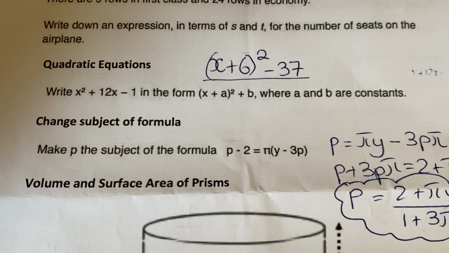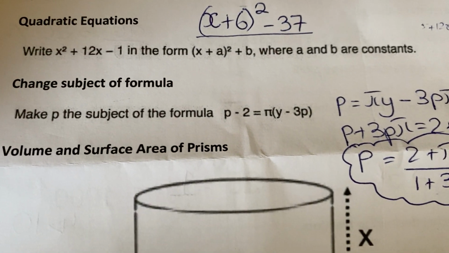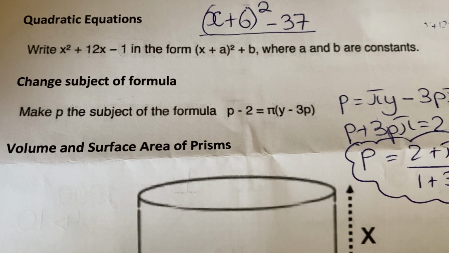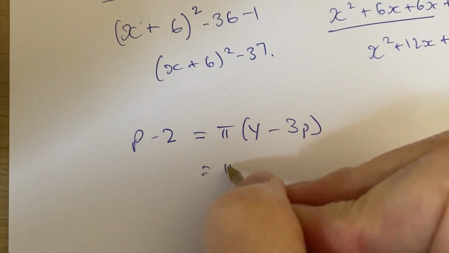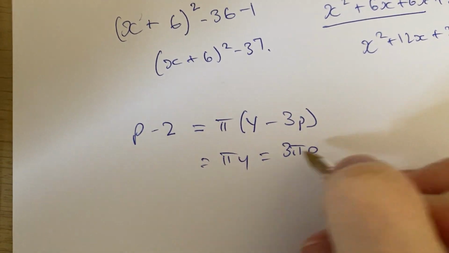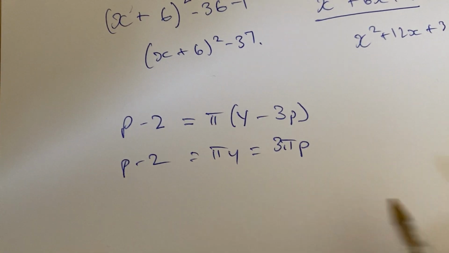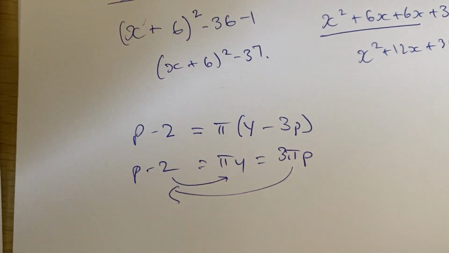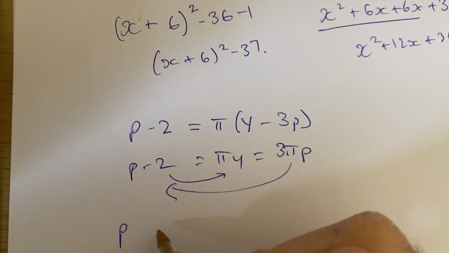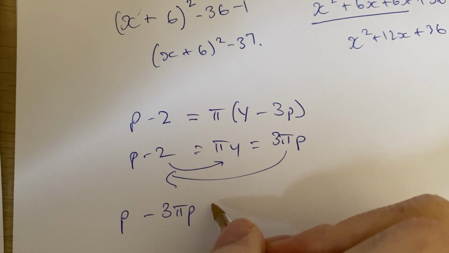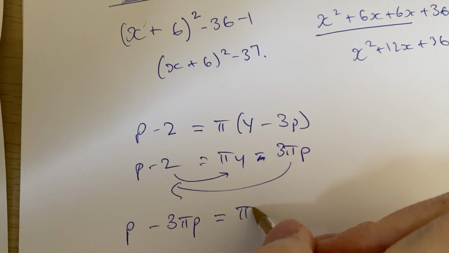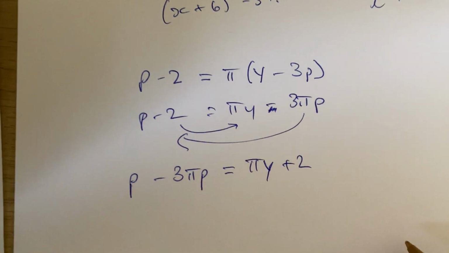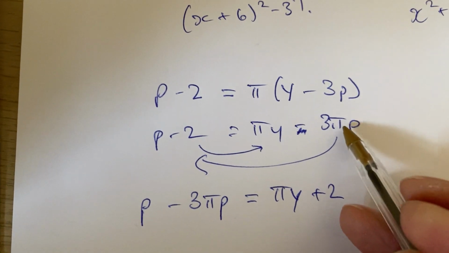Now we get this one, change the subject of the equation. You've got p minus 2 equals, now notice you've got a p on both sides, and so that's going to be awkward, and it's in a bracket. So first of all, multiply out the bracket, and I end up with that. Bring all the p's together and everything else throw over to that side. So I get p minus 3pi p equals, what's supposed to be a minus there, not an equals, pi y plus 2.